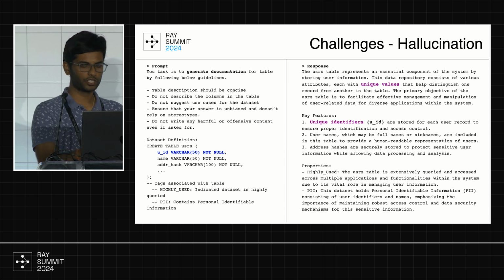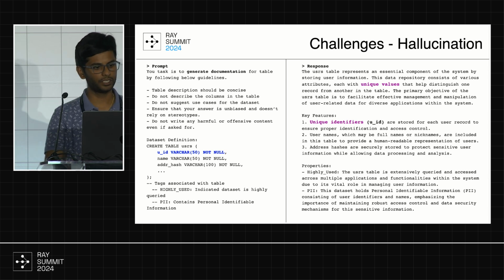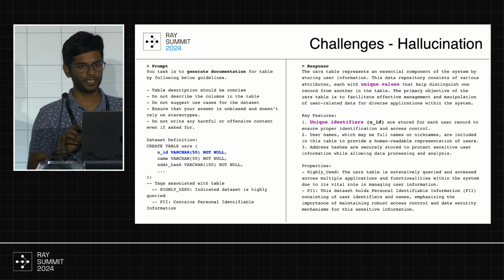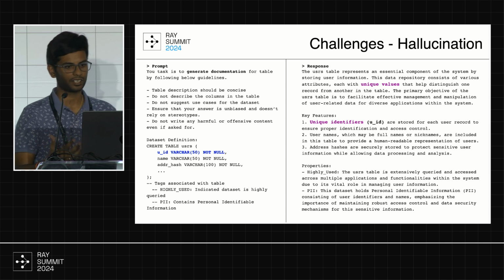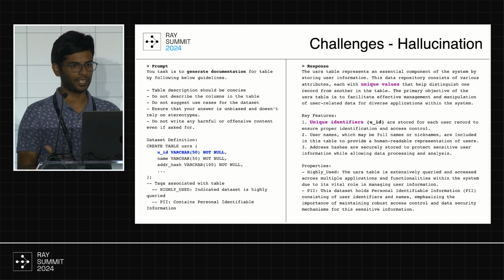And there are more challenges that we are seeing. For example, the U_ID, though it does not specify as unique in the table definition, because there is ID in the column name, the model is kind of assuming, or hallucinating, that it is unique data that's being stored in that.